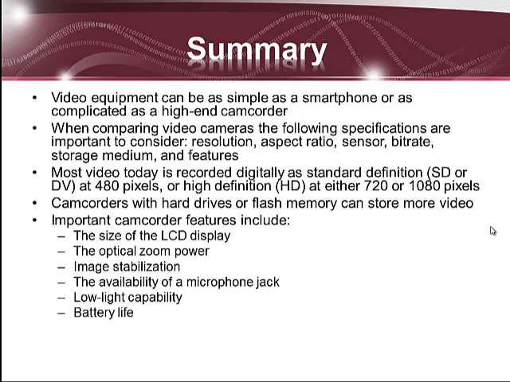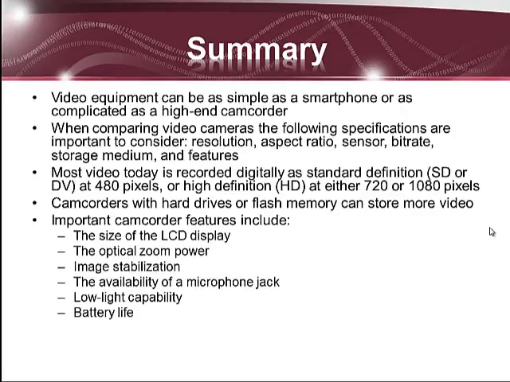Some things I want you to take away are that video equipment can be as simple as a smartphone or as complicated as a high-end computer. When comparing video cameras, the following specifications are important to consider: resolution, aspect ratio, sensor, bitrate, storage medium, and features. Most video today is recorded digitally as standard definition, SD or DV, at 480 pixels, or high definition, HD, at either 720 or 1080 pixels. Camcorders with hard drives or flash memory can store more video. Important camcorder features include the size of the LCD display, the optical zoom power, the image stabilization, the availability of a microphone jack, the low light capability, and battery life.